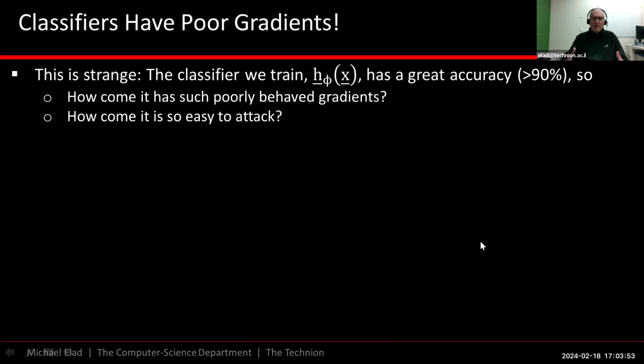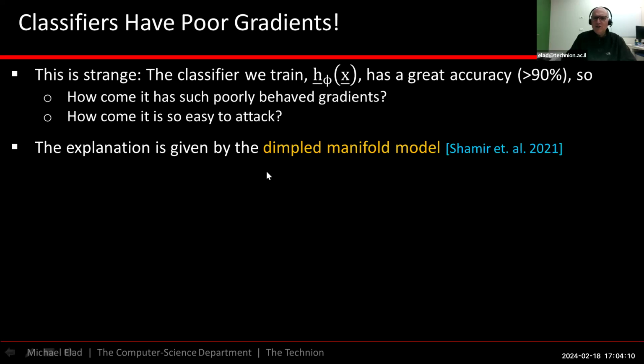You have a great looking classifier. You have just finished training it. It has terrific accuracy of 90% and beyond. And suddenly it gives such horrible gradients. Why? Why is it so easy to attack? Here is an explanation that came from the Weizmann Institute, the group of Adi Shamir. It's called the dimpled manifold model.